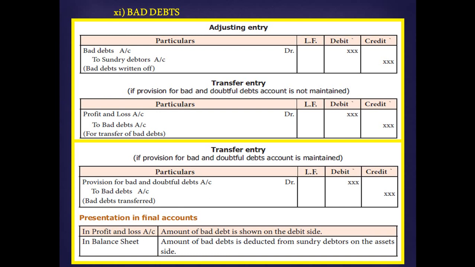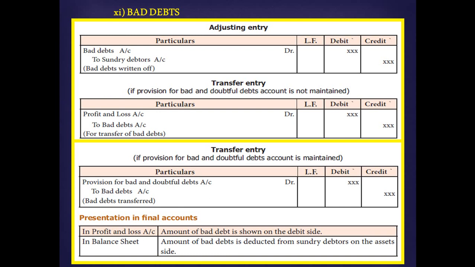Next, here we have bad debts. When a claim against a debtor becomes irrecoverable, it is termed as bad debts. If a person files a petition in bankruptcy, his creditors generally write off the irrecoverable amount due as a bad debt. The entry in the books of the creditor is bad debts account debit to sundry debtors account. Bad debts is shown on the debit side of the P&L account and also deducted from debtors in the balance sheet.